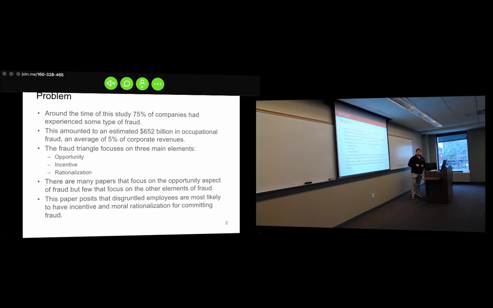And then rationalization refers to the idea that somewhere along the line, the employee or person committing the fraud has to conform the idea of fraud, which we all know to be wrong, to their moral and ethical standards. So that's the idea of rationalization. And the paper talks about the fact that a majority of software that's out there and papers that are published primarily focus on opportunity and not the other two areas of the fraud triangle.